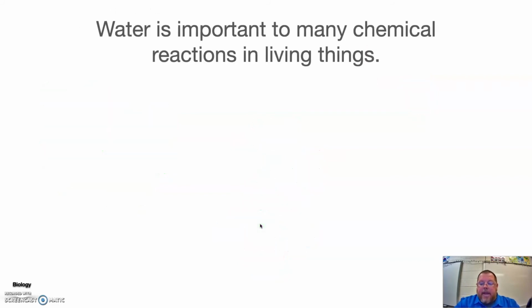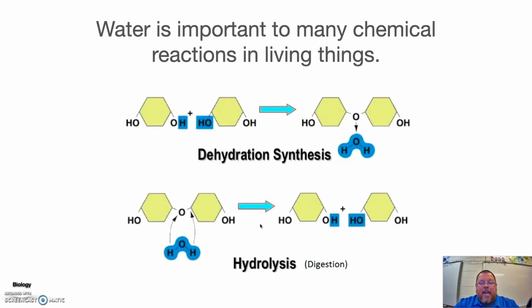All right, so the next thing, water is going to be important to many chemical reactions in living things. You're going to be thinking about things like dehydration synthesis and hydrolysis. In this case, we've got two sugar molecules, and we are going to put them together by removing some water. If you know, we've got H and O, which is H2O. This process is called dehydration synthesis.